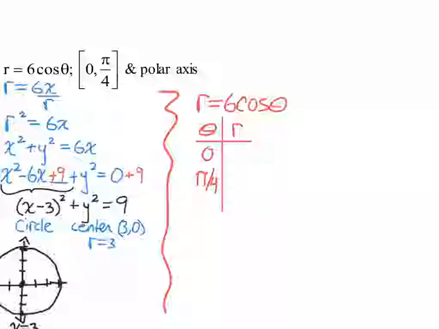So if I plug in a 0 here, cosine of 0 is 1, so it becomes a 6. If I plug in a pi over 4, we're looking at radical 2 over 2 times 6. All right? So 6 times radical 2 over 2 would be 3 radical 2. All right? Maybe a decimal approximation's in order, just for the sake of plotting it. So about 4.3.